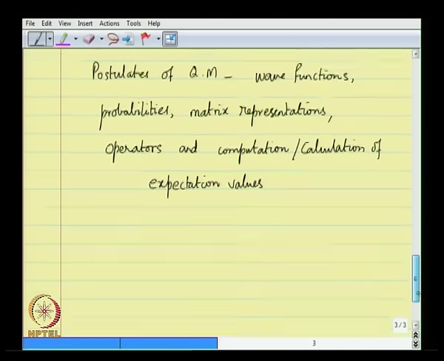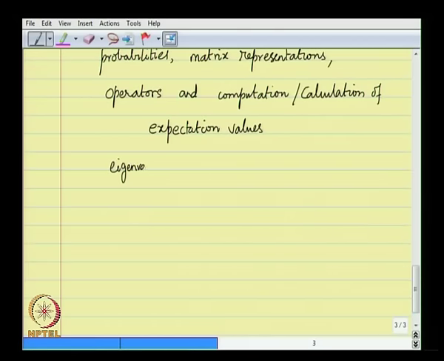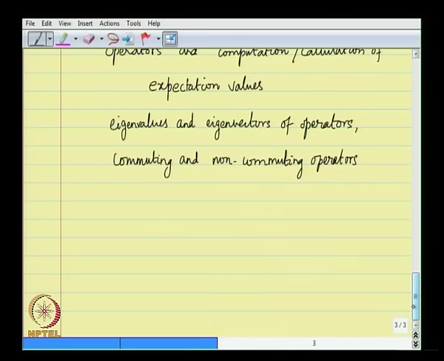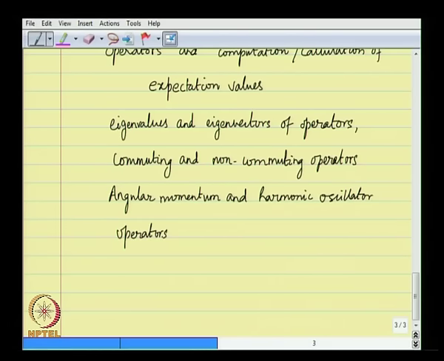Then obviously, when we do these things, we will worry about the eigenvalues and eigenvectors of operators. Commuting and non-commuting operators. Angular momentum operators. Angular momentum and harmonic oscillator operators. That will be more like on the formalism of quantum mechanics.